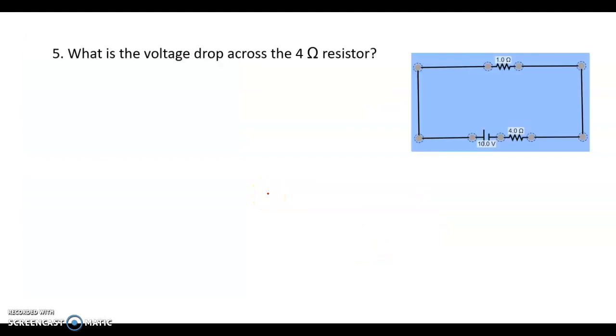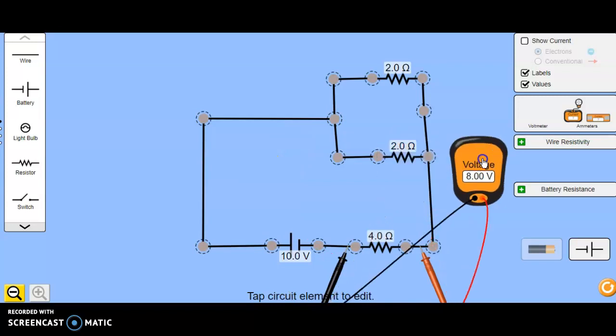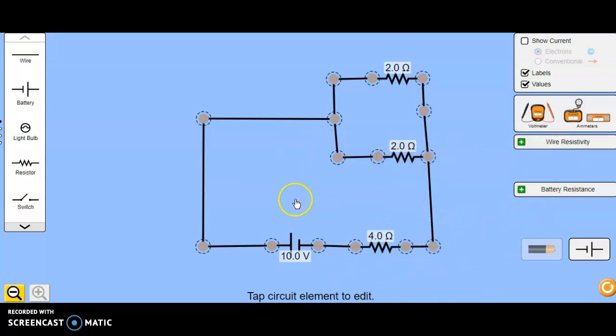Now, what is the voltage drop across the 4 ohm resistor? Here they ask us about this 4 ohm resistor. Look, in the simulation we could calculate it. The voltage drop on the 4 ohm resistor is 8 volts. But now we have to calculate it mathematically. Here we calculated it directly by using a voltmeter, so we must use mathematics to calculate it.